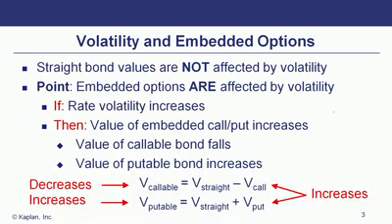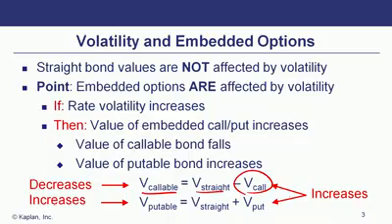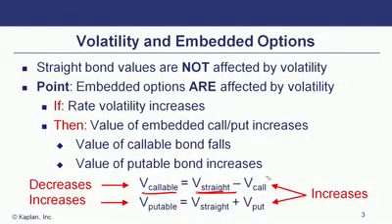So what's going to happen here, if you think of the value of a callable bond, remember we said it's going to be equal to the value of a straight bond less the call that we have sold to the issuer. So if we're looking at this equation, we've got the value of the straight bond. So what's going to happen if rate volatility increases? Well, this is not going to change, right?